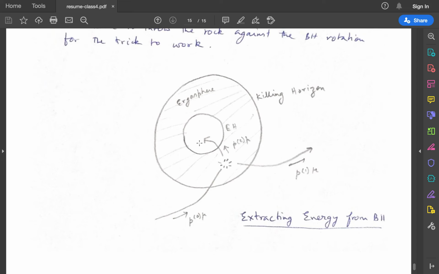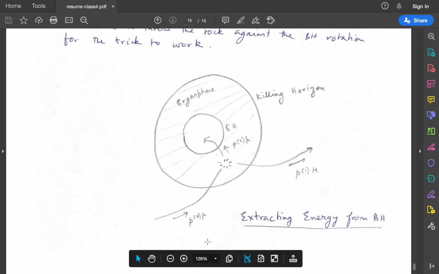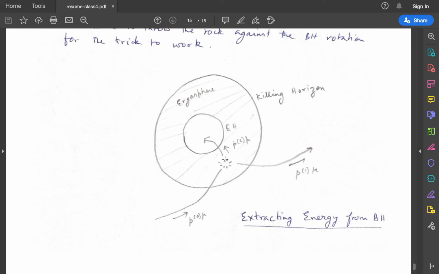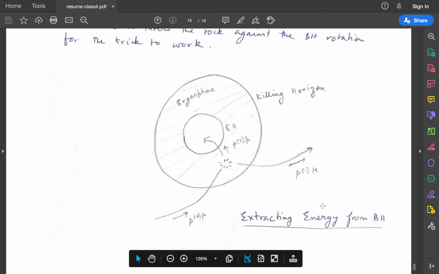I have to throw it in the particular way so that this energy becomes negative when contracted with the Killing vector. Then if I come back out, I have this momentum, and the energy corresponding to it is greater than what I entered with. However, the way I have thrown it is such that the angular momentum of the black hole has been reduced. That reduction in angular momentum is shown by this increase in my energy. So this is how the extraction of energy from a black hole is done.